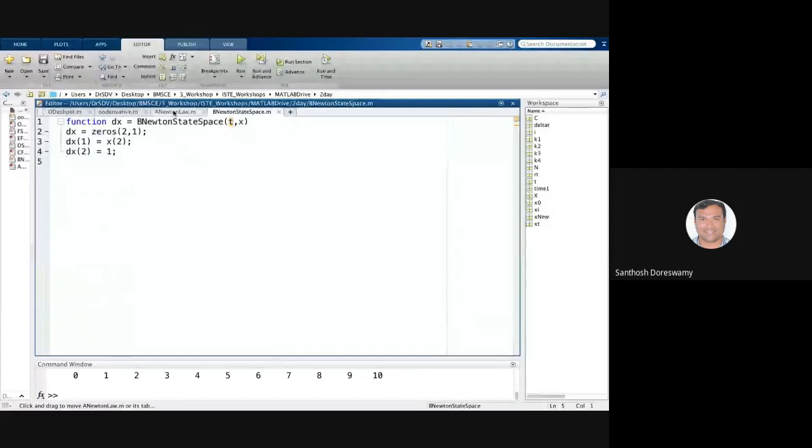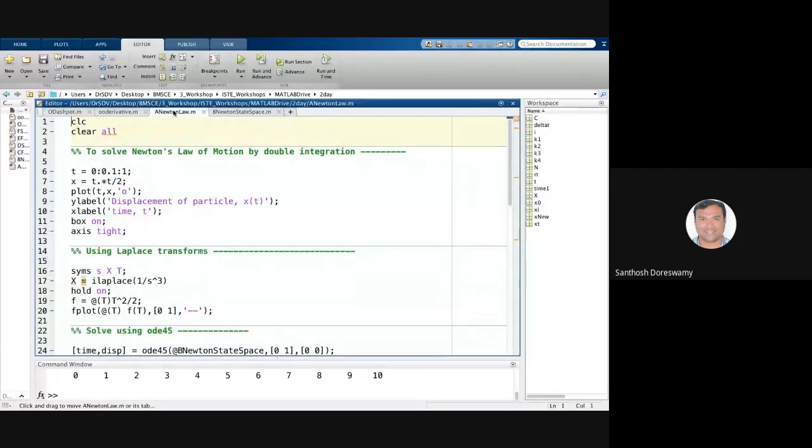Okay, so you have Newton's law. You will try to solve Newton's law of motion for a particle. In this code, you will estimate that with a double integration, setting the initial conditions as 0. That means the displacement x equals 0 and velocity equals 0 at time t equals 0. If you perform a double integration, you will get x equals t square by 2, and that is the exact solution to the motion of the particle in one dimension.